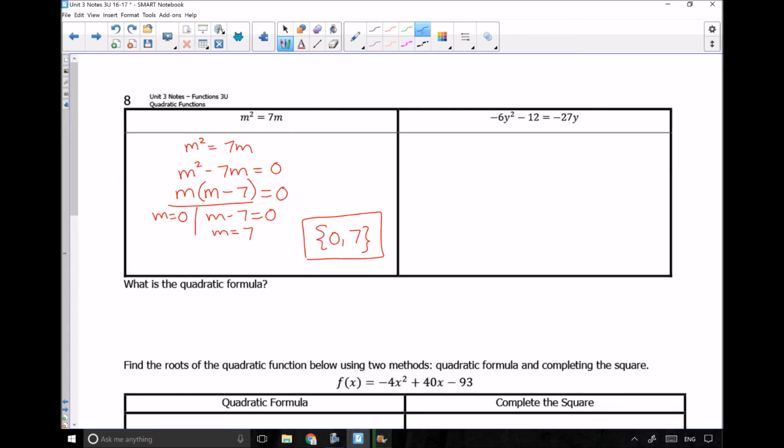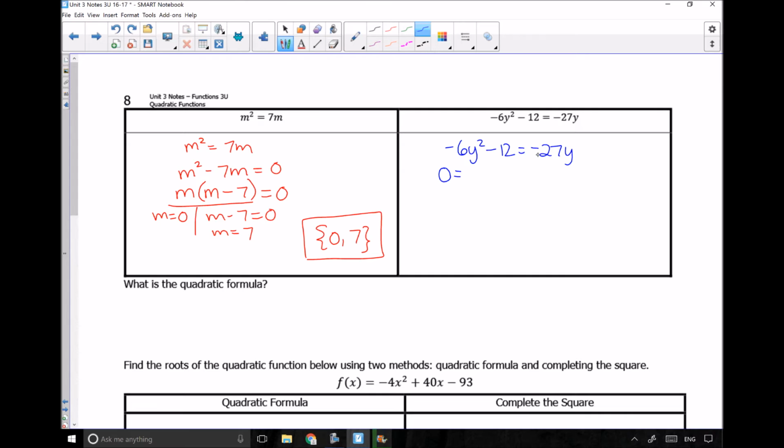Okay, in the next example here, negative 6y squared minus 12 equals negative 27y. My suggestion to you is always have a positive leading coefficient. So this negative 6 is my leading coefficient because it's the coefficient of my highest degree term. So what I'm going to do is move these two terms to the right side so that way I don't have to deal with a negative 6. So I'm going to have 0 on this side.